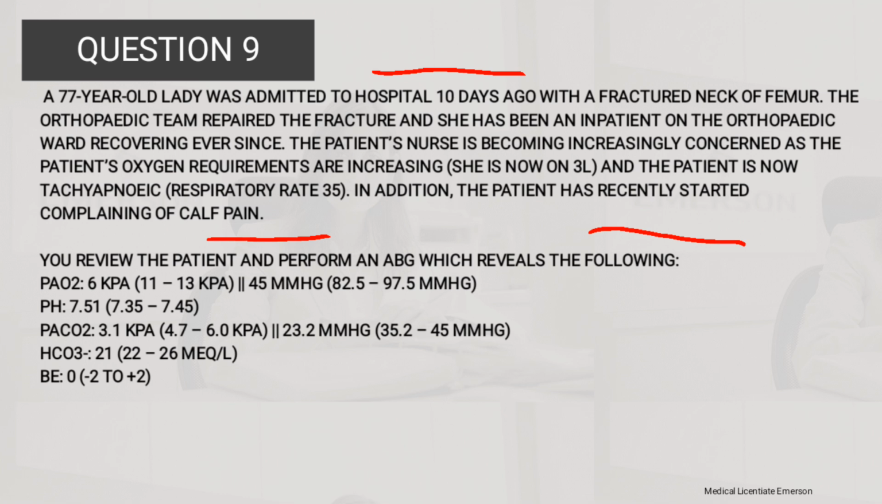The partial pressure of oxygen is 6 kilopascals, and in millimeters of mercury it is 45. Then the pH is 7.51, and the partial pressure of carbon dioxide is 3 kilopascals, and in millimeters of mercury it is 23.2. Then the bicarbonate is 21, and the base excess is 0.